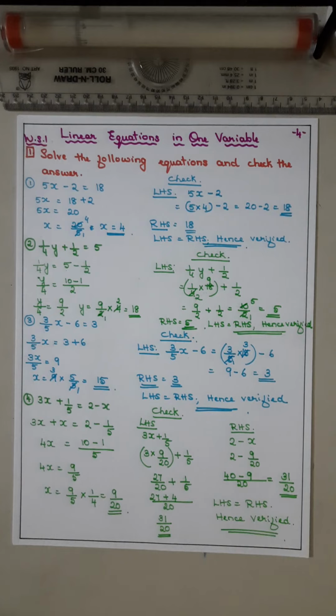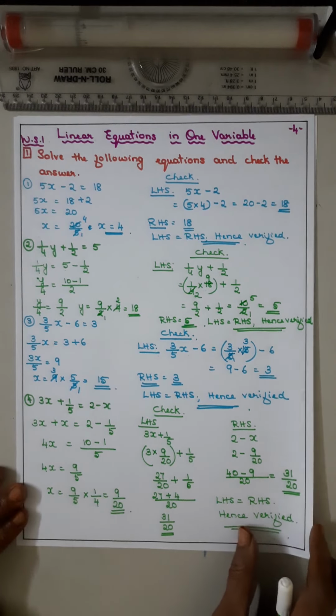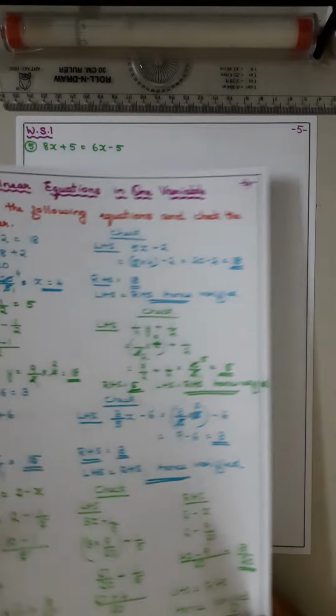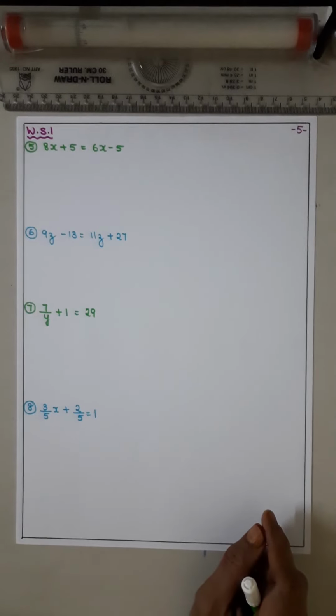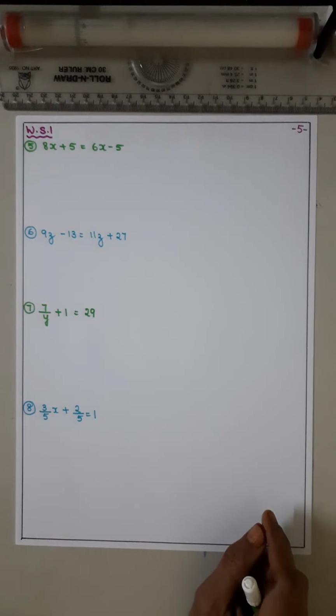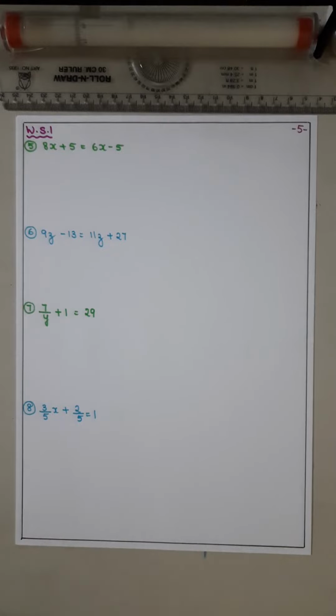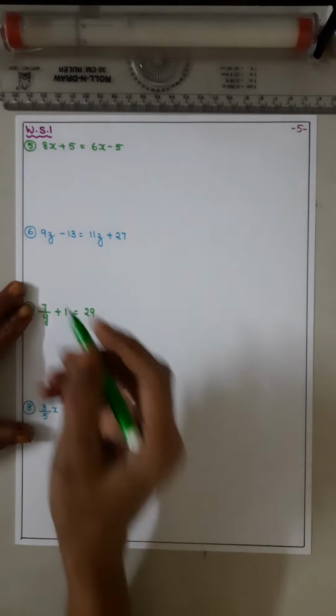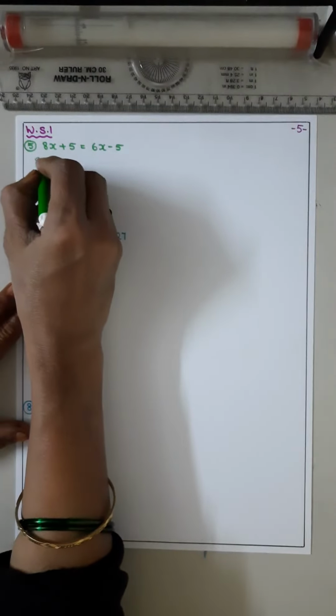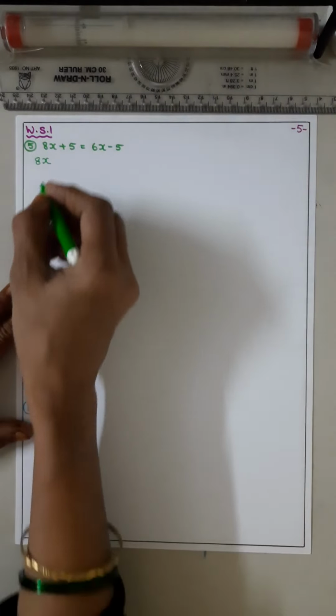Is it clear? Hope everyone is understanding the sums. So we have completed the first 4 sums. Okay. Now coming to the fifth sum. 8x plus 5 is equal to 6x minus 5. So take x to the left side.